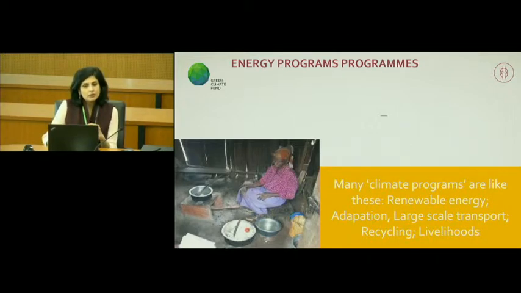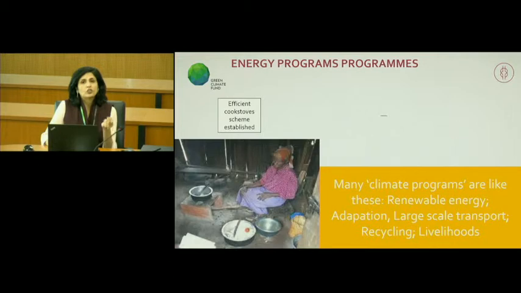Now, many climate programs are like the program that I'm going to discuss very quickly, which is an energy program. So climate programs that are looking at renewable energy technologies, that are looking at adaptation and livelihoods, that are thinking about even building large-scale projects, for example, transportation projects, they all have similar arguments. In the program that I'm laying out, we are thinking about a cook stoves program. So the idea is that you put in efficient cook stoves, and the overall rationale of the program is that if you install efficient cook stoves, these will help to reduce indoor air pollution, but also help to reduce greenhouse gas emissions and therefore improve quality of life.